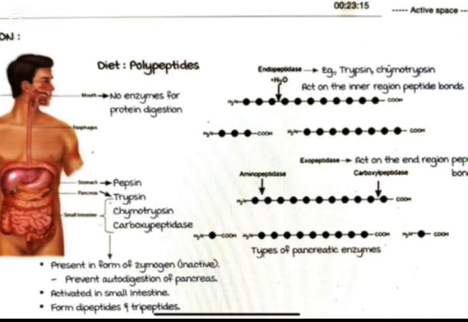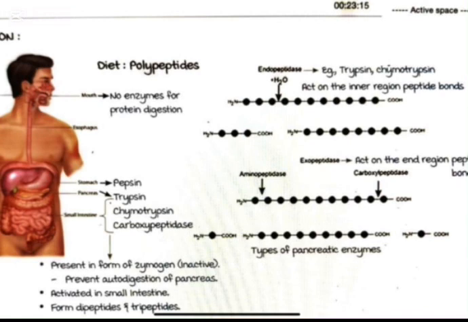Protein is presented as polypeptides. Mouth, there is no enzyme for protein digestion. Stomach, you have pepsin. Pancreas, you have trypsin. Small intestine, you have chymotrypsin and carboxypeptidase. Endopeptidases are enzymes such as trypsin and chymotrypsin, because they act on the inner region of peptide bonds.